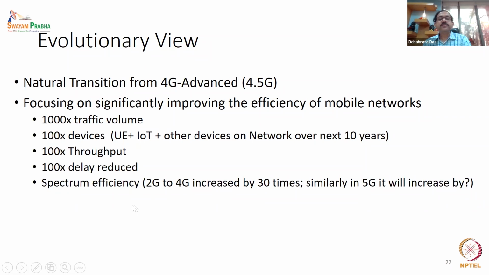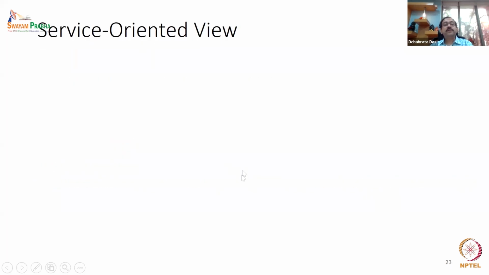And spectrum efficiency from 2G to 4G increased by 30 times. Same spectrum, same frequency, I am able to transmit 30 times more bits, from 2G in 1992 to 2010. Within 18 years, the efficiency has gone up by 30 times. 5G will be much more efficient in the spectrum. So this is called your evolutionary process.